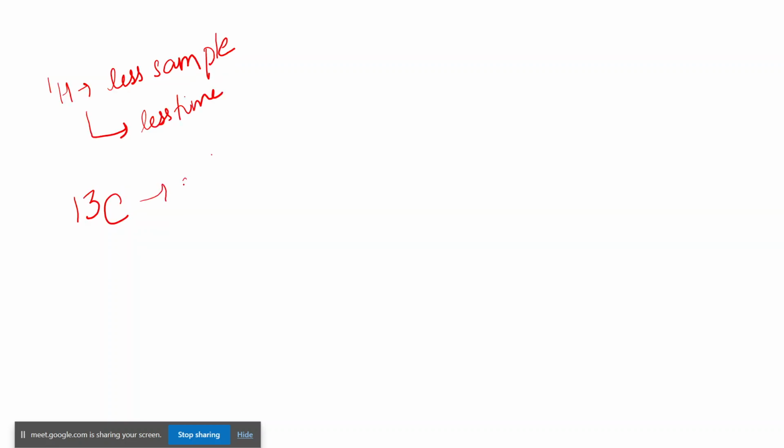Also, if we give a sample for 1H, we need very little sample and it takes very little time, approximately 1.5 minutes. But for 13C, it takes a lot of time and more sample is required to record it. The only reason is that the natural abundance of 1H is more, nearly 100%.